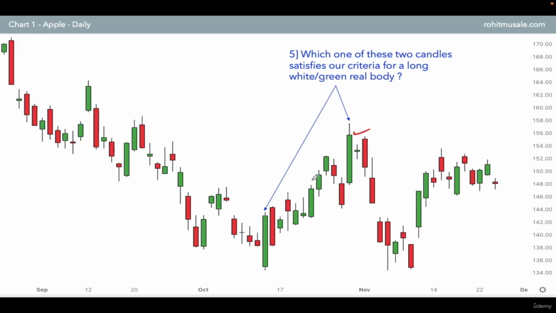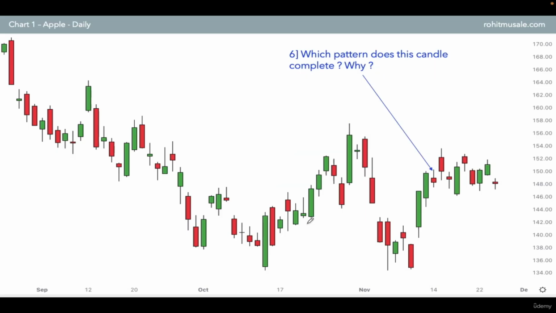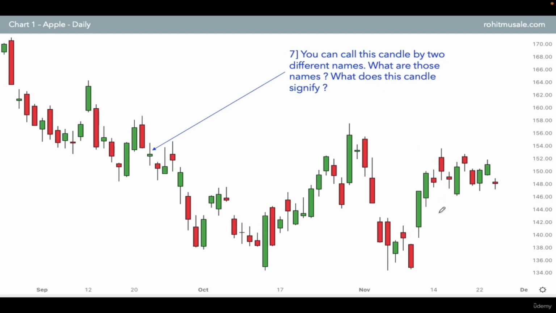So this candle and this candle, you have to tell me which one of these two satisfies the criteria for a long white or green real body, which means you need to know what the criteria is, okay? Number 6, which pattern does this candle complete and why? So we are looking at this particular small candle. And the last question, you have a look at this candle. You can call this candle by 2 different names. What are those names? What does this candle signify?